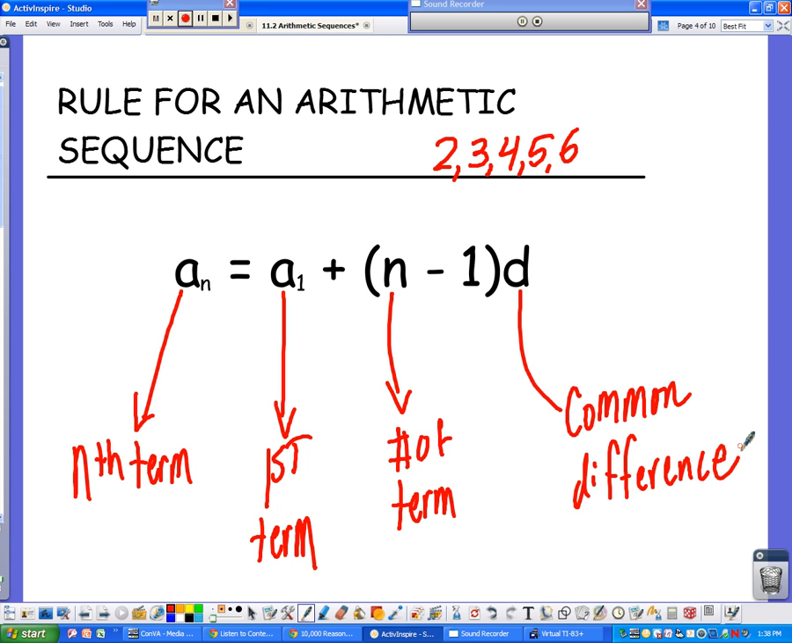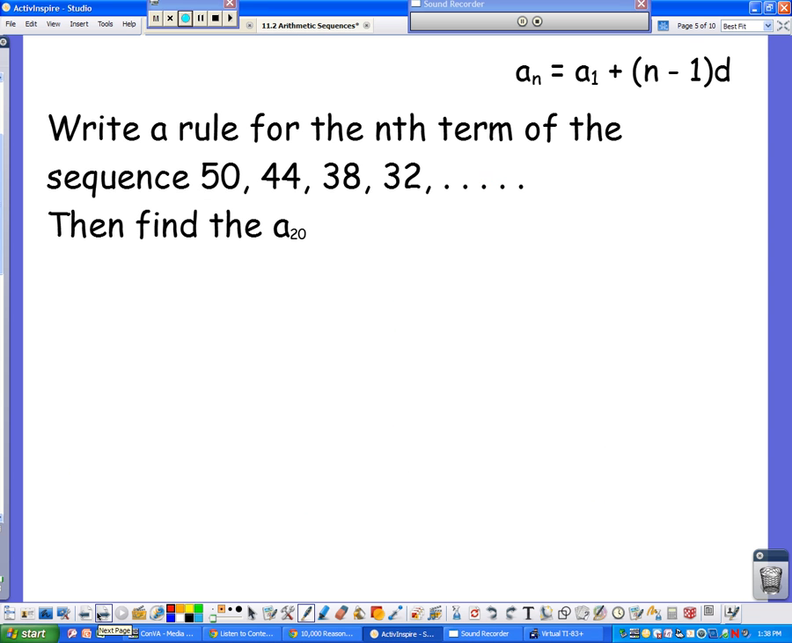So that's basically the things you're going to be looking at on that formula. Okay? So let's go ahead and take a look at this. The next example, remember our formula. Real quick, remember a sub n is whatever term we're looking for. In this case it says find a sub 20, so we're looking for the 20th term. Whatever that 20th term would be, that's where the 20 would go in the a sub n.